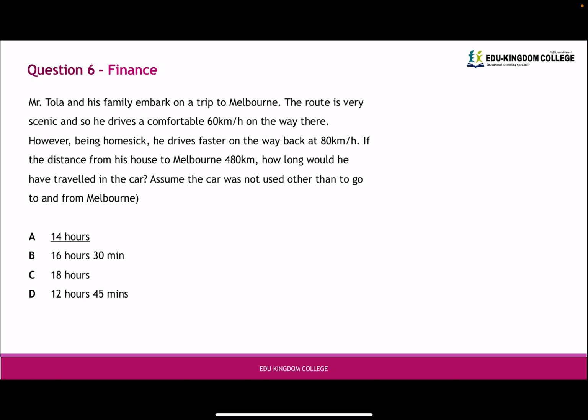Question 6, so Mr. Toller travels to Melbourne, so Sydney to Melbourne, which is 480 kilometers, and then also comes back. On the way there, he travels at 60 kilometers per hour. On the way back, he travels at 80 kilometers per hour. So if you divide 480 by 60, you get 8. So it takes him 8 hours to get there. And then on the way back, it takes him 6 hours, because 480 divided by 80 is 6 hours. So altogether, 8 plus 6 should give you 14.